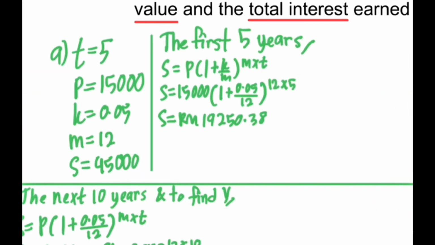So the first thing I am going to do is to find the sum of the value for the first 5 years using this formula. So insert the number P 15,000 opens bracket 1, K is 0.05 divided by M is 12, close the bracket, square root to M which is 12 times T which is 5. And the total I got is 19,250 ringgit Malaysia and 38 cents.